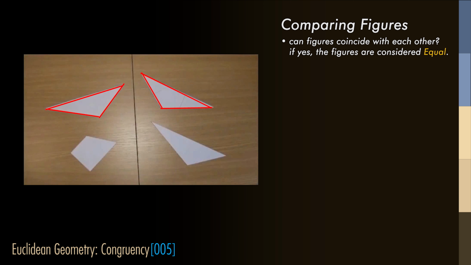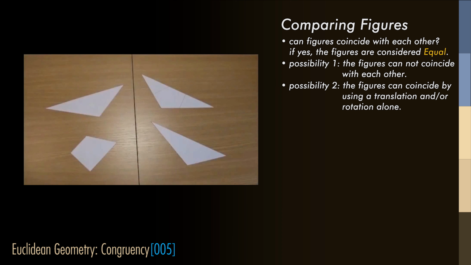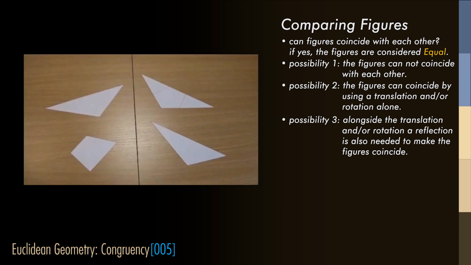There are three possibilities when trying to make a figure coincide with another. The first possibility is that a figure cannot coincide with another. The second possibility is that we can make the figures coincide by using a translation combined with a rotation. And the last possibility is that we also need to include a reflection together with a translation and or rotation to make the figures coincide.